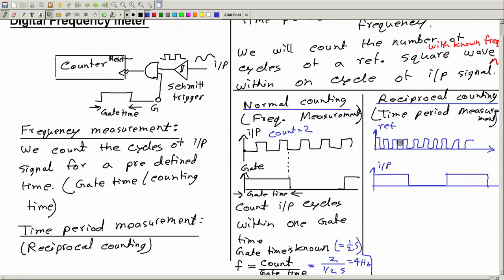Okay. Say its frequency is known or its time period is known. So, say time period is equal to TR, R for reference. Okay. So, this reference signal has a time period of TR, and we will count the number of these cycles within say this time. Okay. So, this is counting time, and here say we have 1, 2, 3, 4, roughly 4 cycles of the reference signal within this half cycle of the input signal.